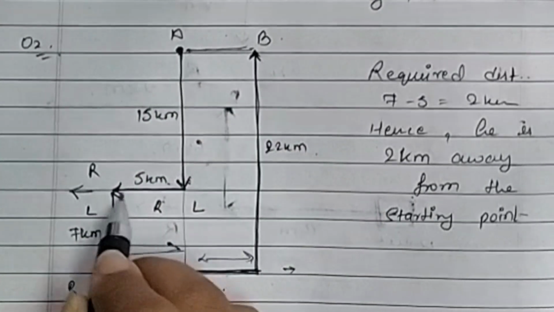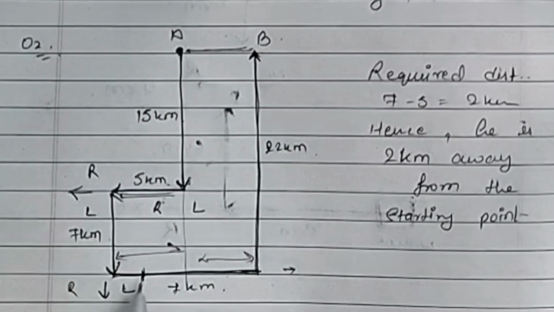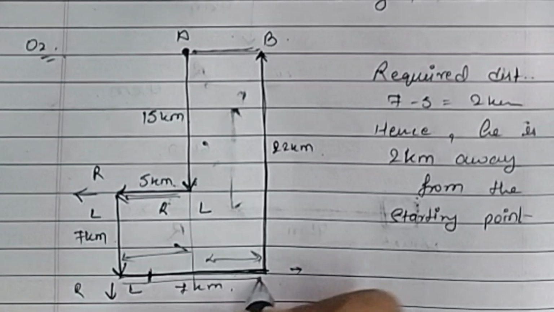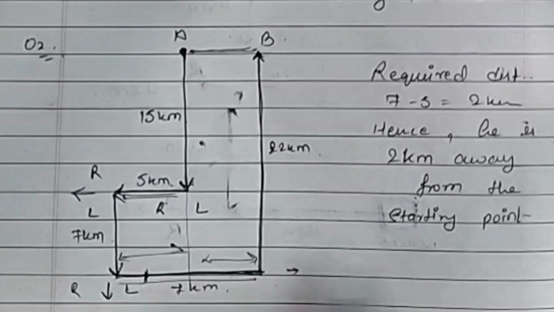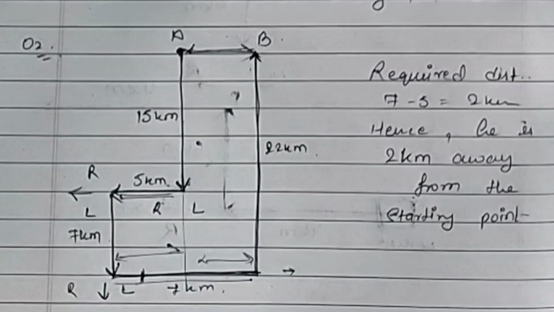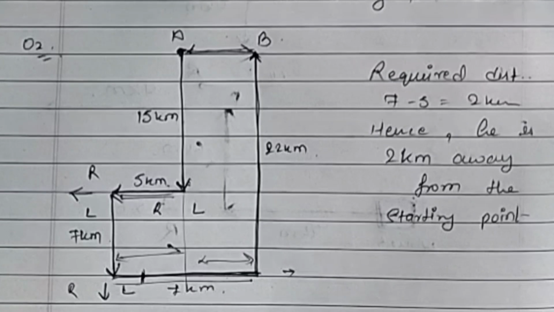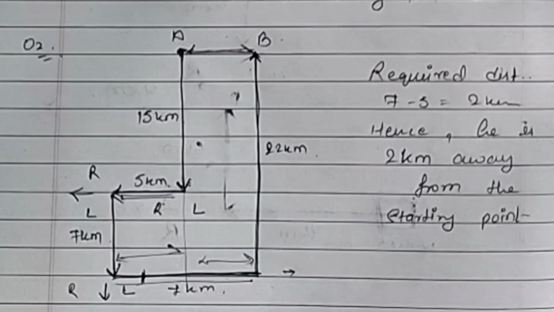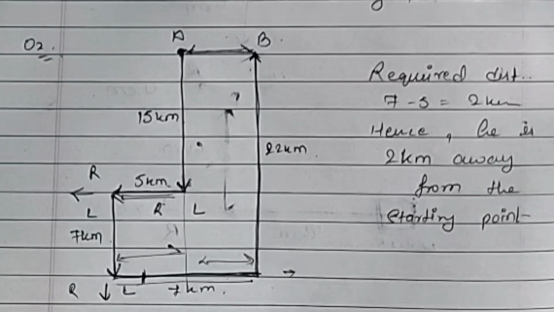So if we subtract 5 kilometers, which is similar to this one, from the whole 7 kilometers, then we will easily find the distance between A and B, which is the final and initial position. So the required distance will be 7 minus 5, which equals 2 kilometers. Hence we can say that he is 2 kilometers away from his starting point.